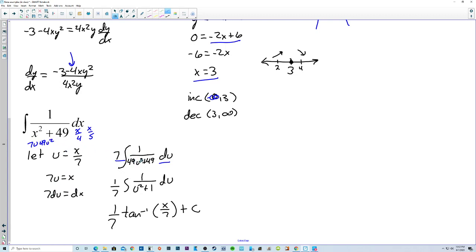So there's 49u squared plus 49. We're going to factor out the 49. 7 over 49 is 1/7. This is the derivative of inverse tangent. So we have inverse tangent of x over 7, and then, of course, plus c.